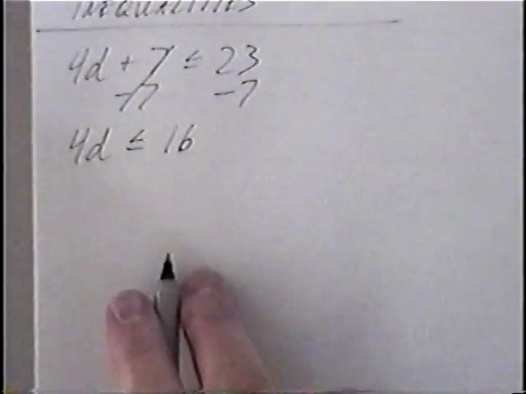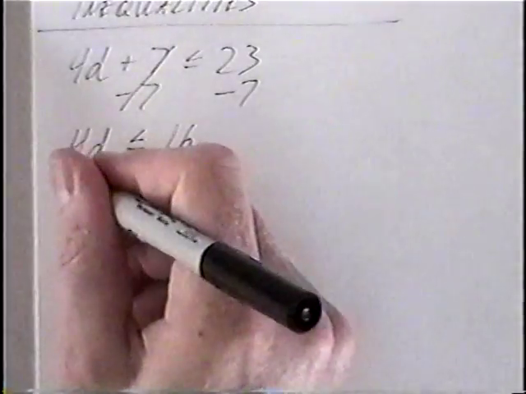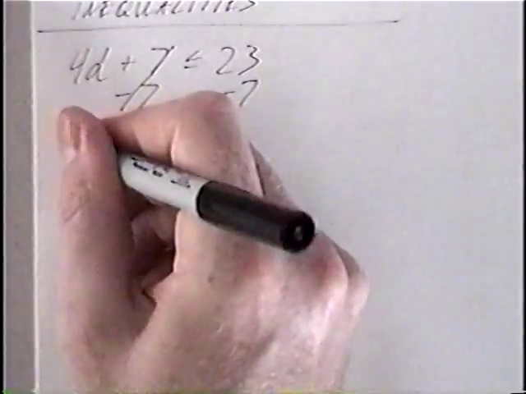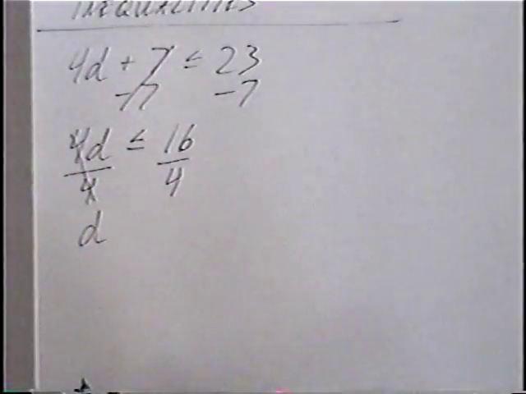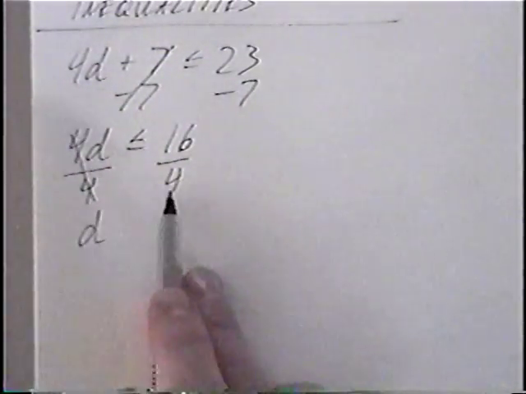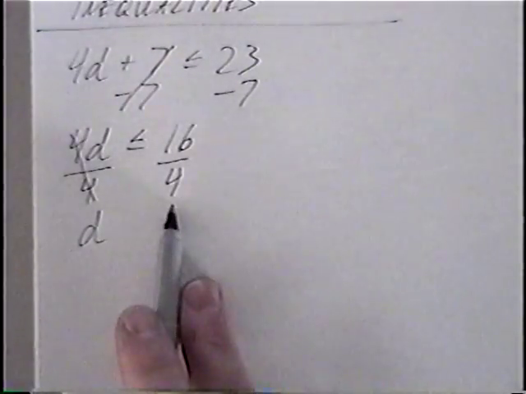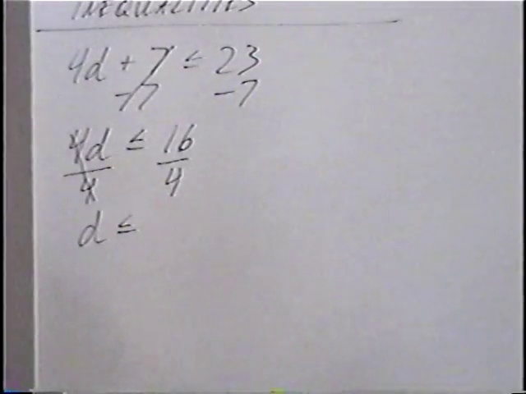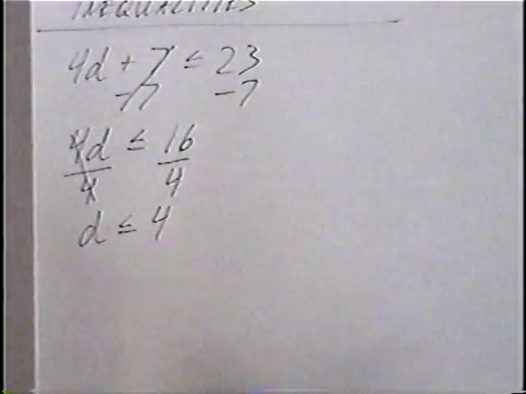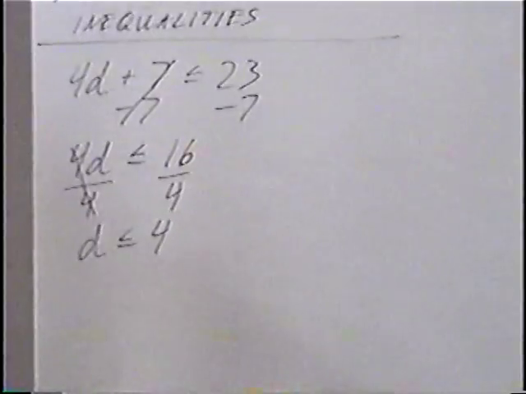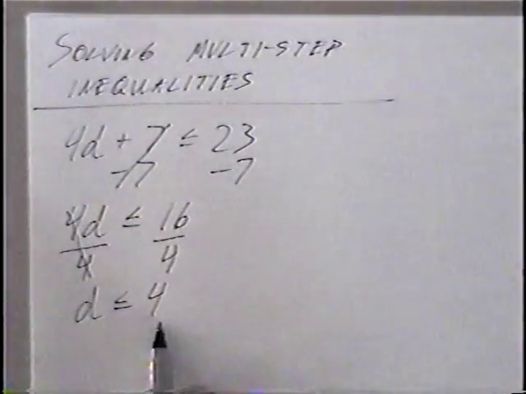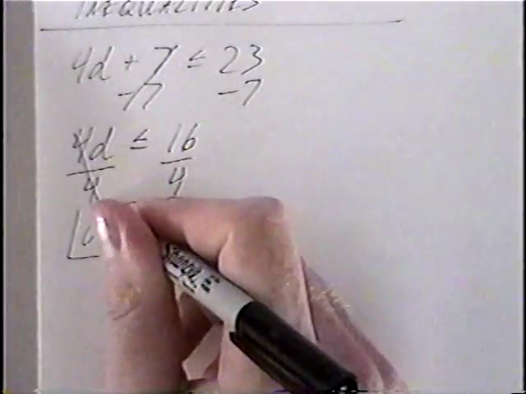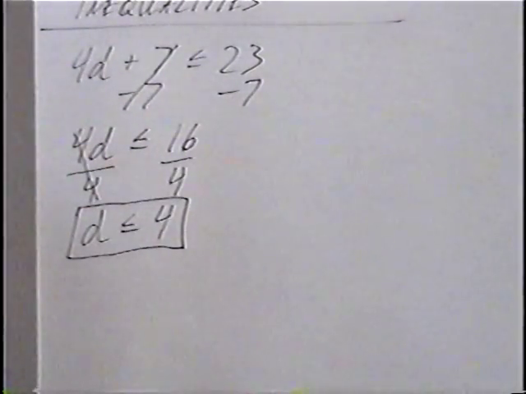Second step to solve. 4 times d. To get rid of the 4, we can divide by 4. The 4 would cancel. The inequality again does not switch. If we divide by a positive number, it only switches if you divide by a negative number. And 16 divided by 4 would be 4. Since the instructions are just to solve, we do not have to graph this inequality. So the answer to the question would be d is less than or equal to 4.